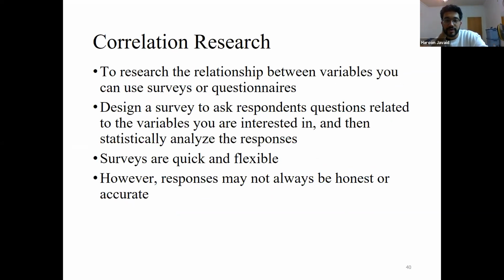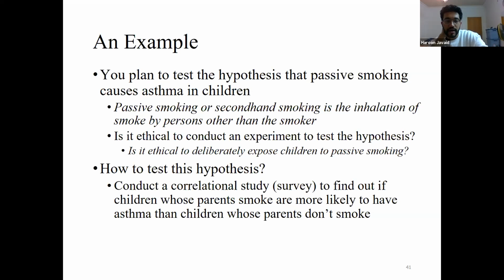To research the relation between variables, you can use surveys or questionnaires. So this is basically telling you how you can design your study. Just read through it. There's nothing to it, honestly. You plan to test the hypothesis that passive smoking causes asthma in children.